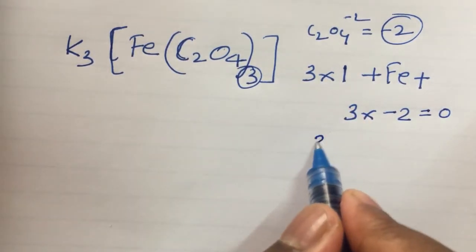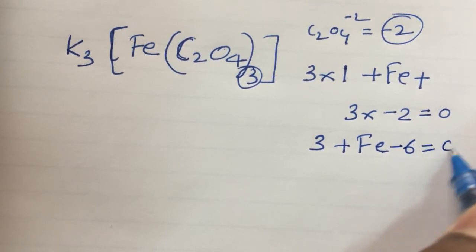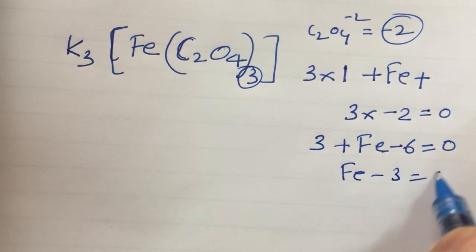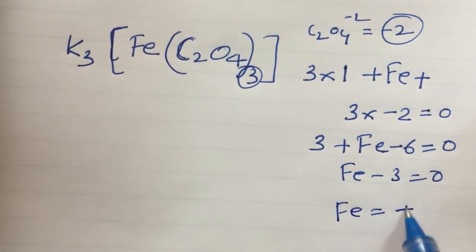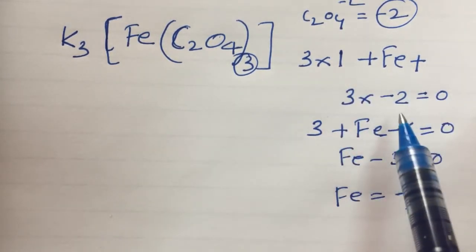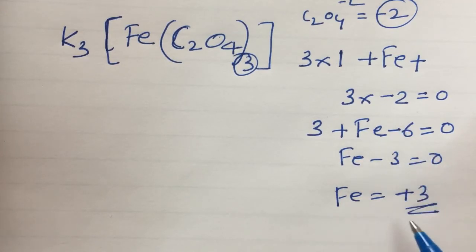Okay, so 3 into 1, 3, plus Fe, 3 into minus 2, minus 6 equal to 0. Then 3 minus 6, Fe minus 3 equal to 0. Then Fe equal to plus 3. Okay, in the case of iron, there are always two possibilities, plus 2 or plus 3, ferrous or ferric. If plus 4 is coming, you check the calculation again. Sometimes there will be a mistake in the calculation, so always expect plus 3 or plus 2 for the oxidation state of iron.